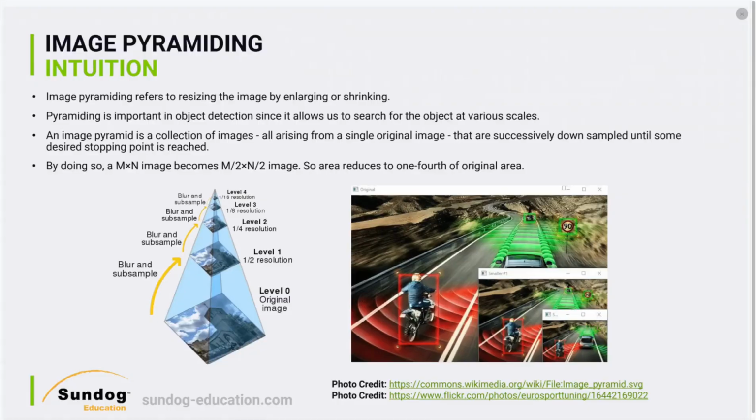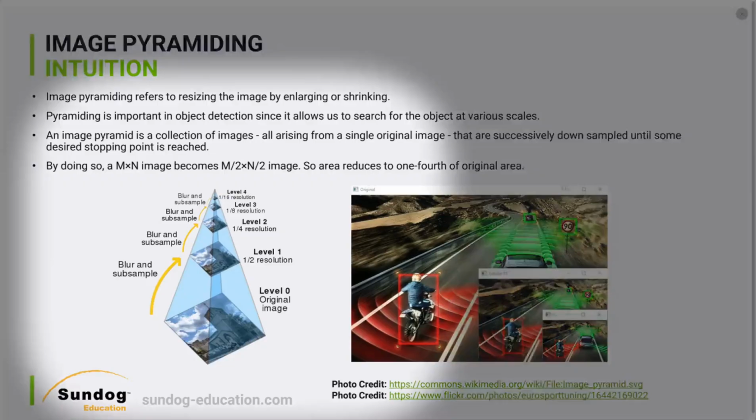So again, image pyramiding refers to resizing the image by enlarging or shrinking. It's very important in object detection or feature detection, because it allows us to search for objects at various scales.